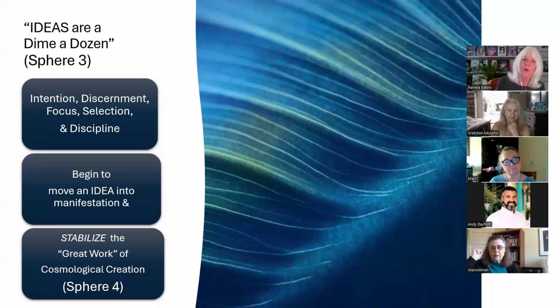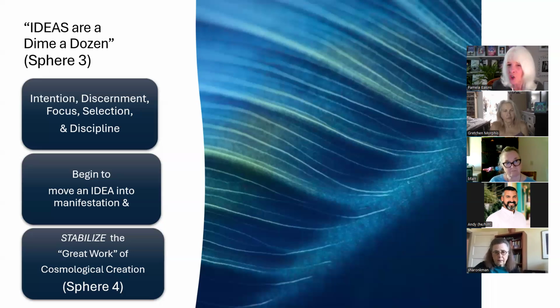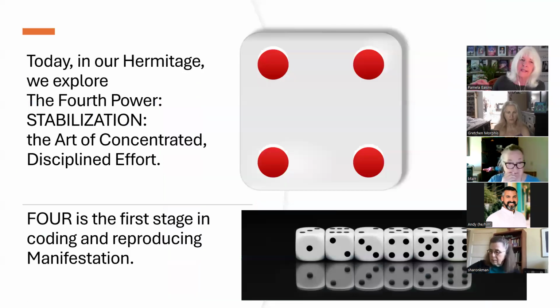It's fun, but what do we need to take our ideas out of this place of being a dime a dozen? We need intention, discernment, focus, selection, discipline. These are things that can bring something into being, into manifestation. This begins to move the idea into manifestation and then stabilizes the great work of cosmological creation. We don't stabilize our great work without all of these things: intention, discernment, focus, selection, and discipline. Desire is really important too. And discipline is very important here for getting something that works and stays, has staying power.